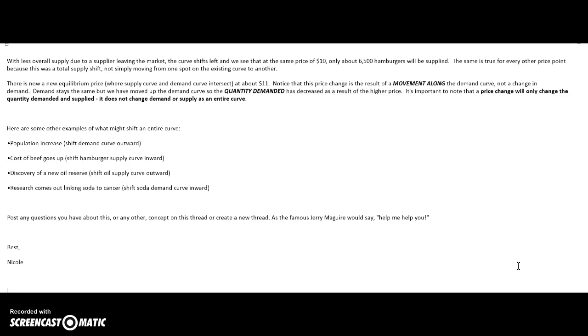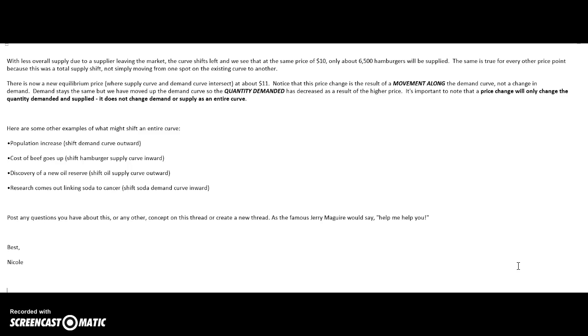Discovery of a new oil reserve would shift the oil supply curve outward. That's the opposite of what we saw in this example, where there was a decrease in the number of suppliers. Now there's more supply, so we'll see that move out, and that will create a decrease in price. And let's say research comes out linking soda to cancer. People would read this and they might think, gee, I don't want to drink as much soda as I did before. So that's going to affect the demand curve, the entire thing. At every price point, people are willing to buy less than they were before, given this information.